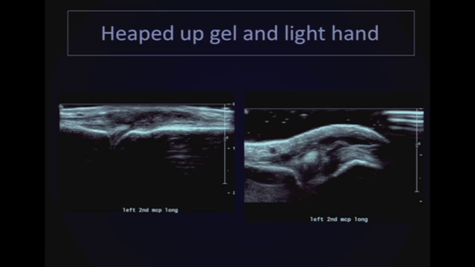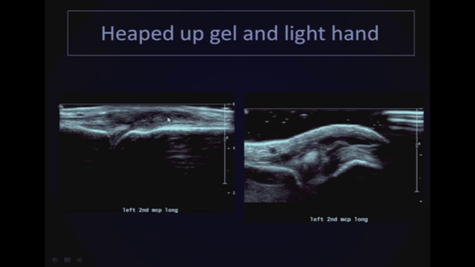Now, because the structures we are looking at are superficial, many times it's important to use copious gel in order to bring that structure into better view, but also so as to not obliterate the structure. So for example, here we are looking at the dorsum of the left second or index finger at the level of the metacarpophalangeal joint.